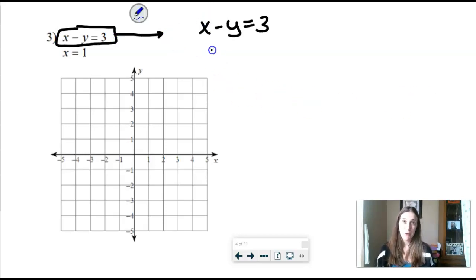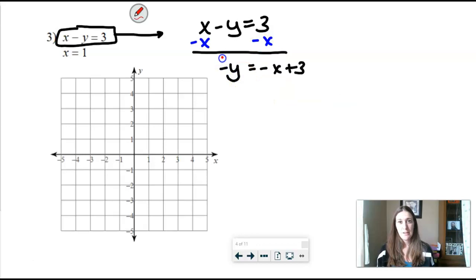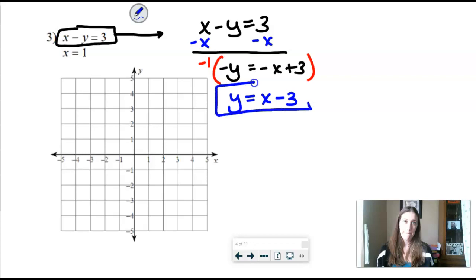Remember all that work we did solving for y? So I'm going to start by subtracting the x over. I could have added the y, but whatever. So you get negative y equals negative x plus 3. And then I'm going to divide or multiply everything by a negative 1 to get rid of that negative in front of the y. So this equation becomes y equals positive x minus 3. Also, what I'll be graphing is this very unusual line of x equals 1.